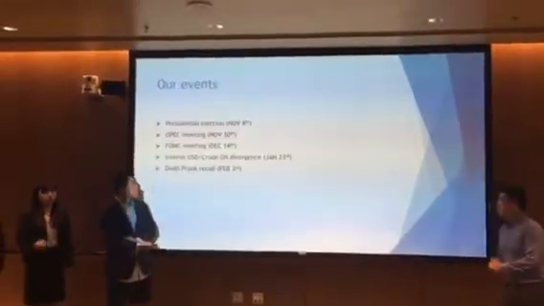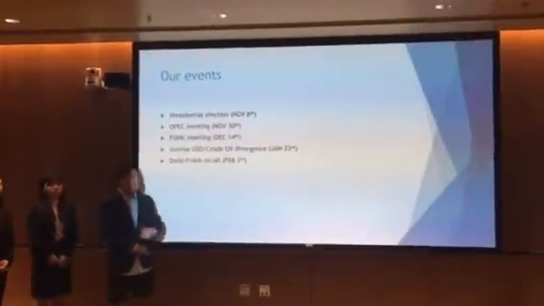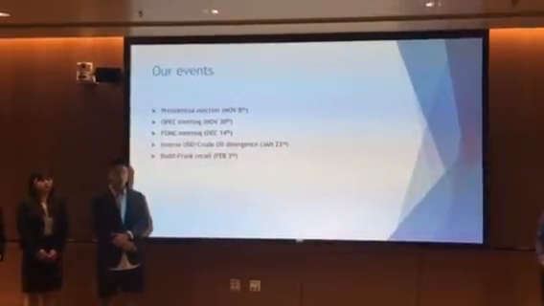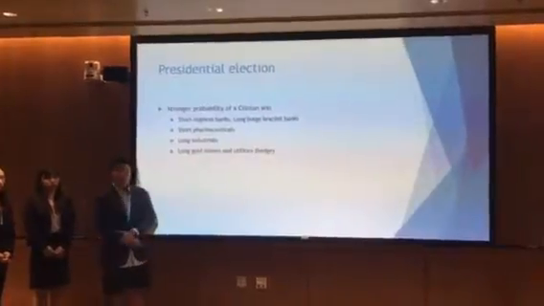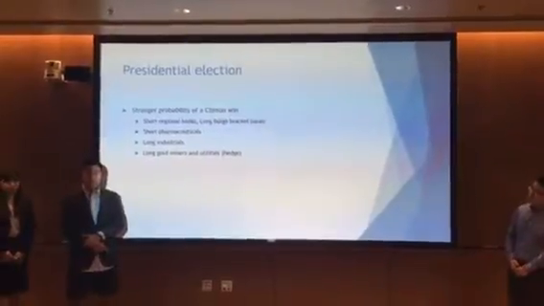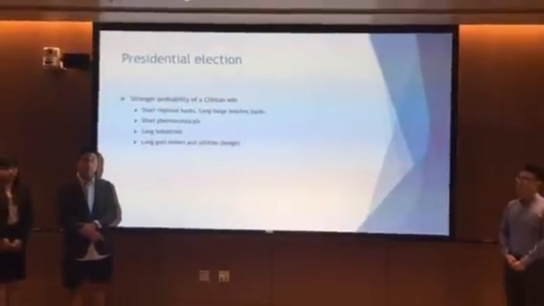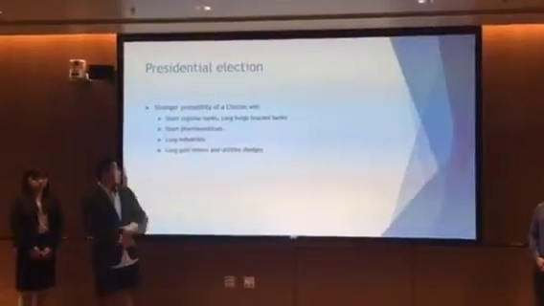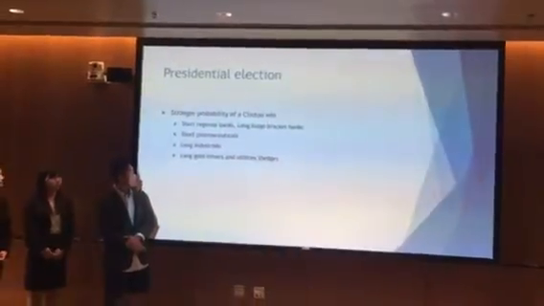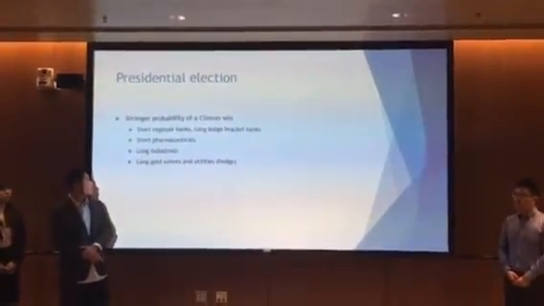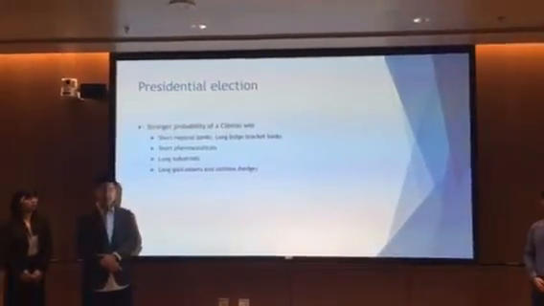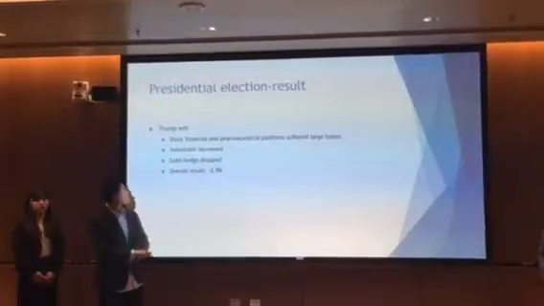Thank you, Yang. These are the events we chose to trade on because we believe these events are going to have a big impact on markets. I'm going to talk about the first event, which is the presidential election. We think Clinton has a higher probability to win, so we based our trades on our predictions. We shorted regional banks, went long bulge brackets, shorted pharmaceuticals, went long industrials, and used gold miners and utilities as our defensive trades.